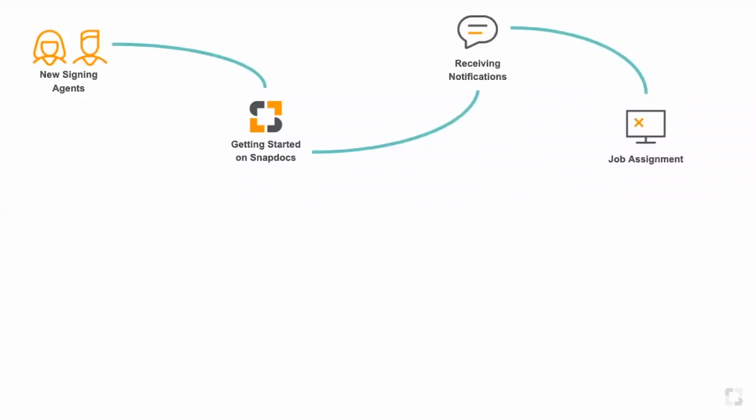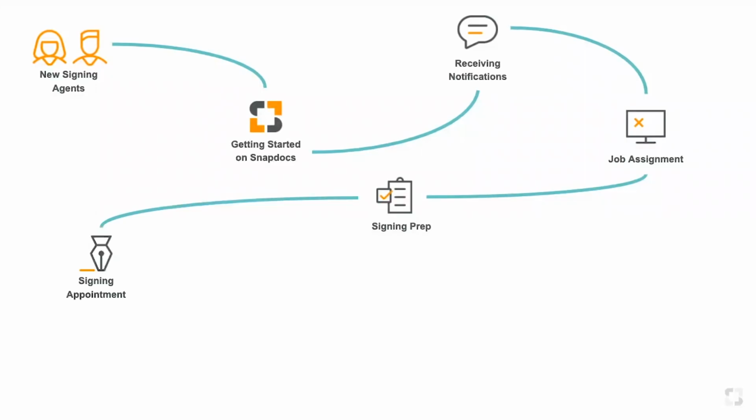So now that we've touched on getting started on Snapdocs, receiving notifications, and receiving the job assignment, the next stop on your roadmap is your signing prep. So whatever you might do before signing, going through, tabbing out all of the places you need to sign, reviewing the documents, making sure there's no errors, however you manage your signing prep, we want to make sure you're doing that. Your next step is going to the signing appointment, completing the signing, answering any questions for the consumers.